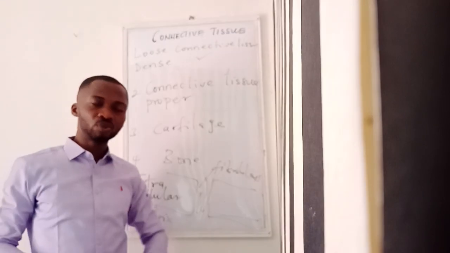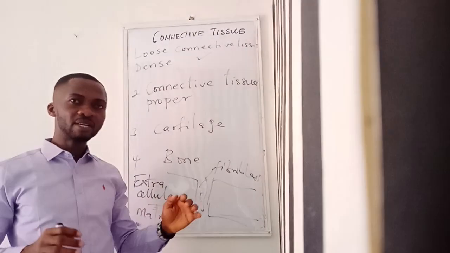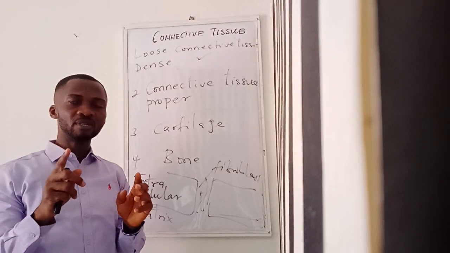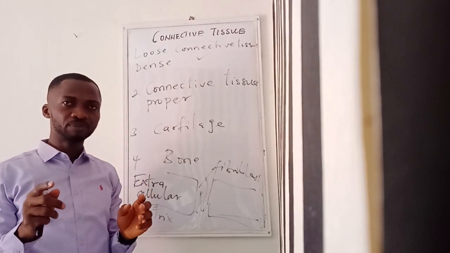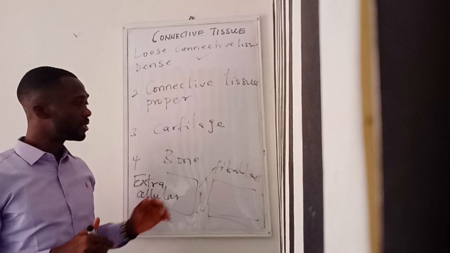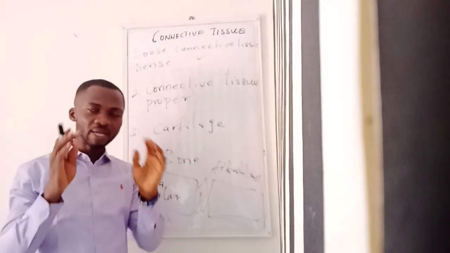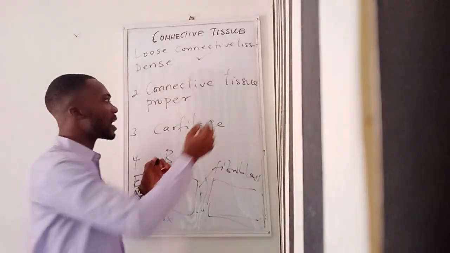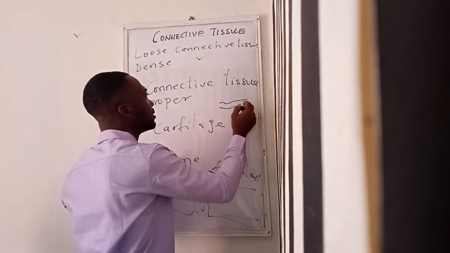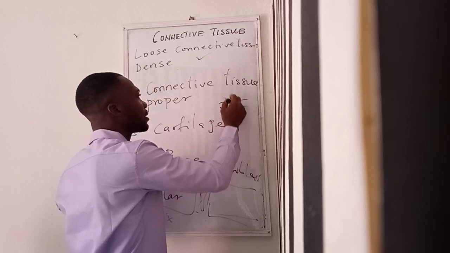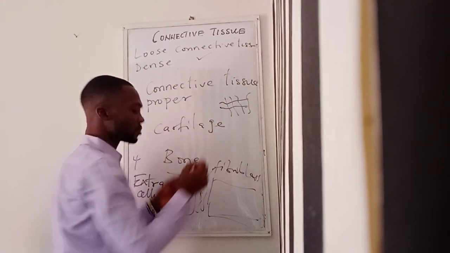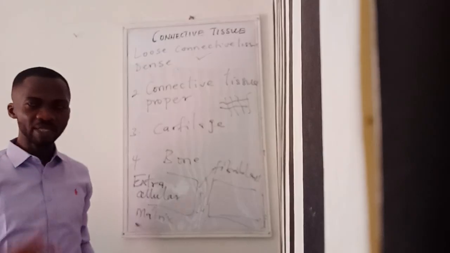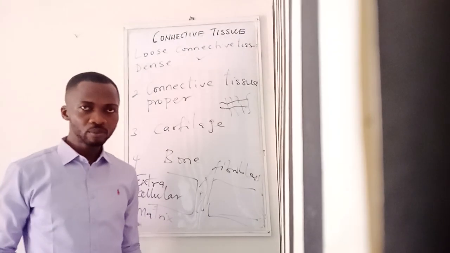Now the loose connective tissue is given that name, loose, because of the loose nature of its fibers. What do I mean? I mean that the fibers are not tightly packed together. The loose weave of its fibers, the fibers are loosely connected to each other. That is why they are called the loose connective tissue. And that's the first type of the connective tissue proper.